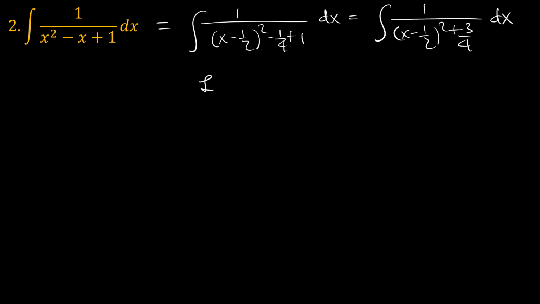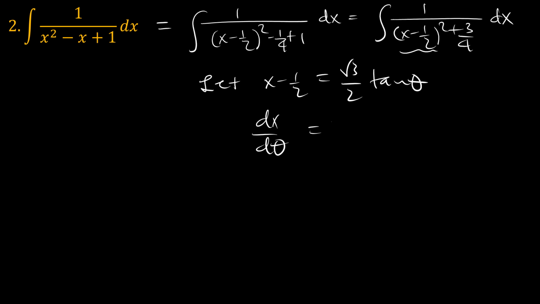So when we see such a thing in the denominator, the quickest substitution is x minus a half equals root 3 over 2 tan theta, such that dx/d theta is equal to root 3 over 2 sec squared theta. Apologies, I went a little bit too fast there. And so what that means is dx can be substituted with root 3 over 2 sec squared theta d theta.